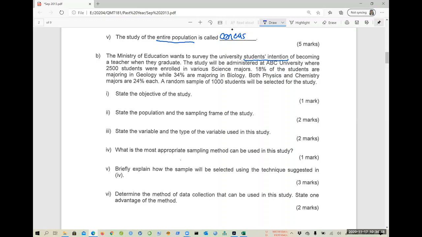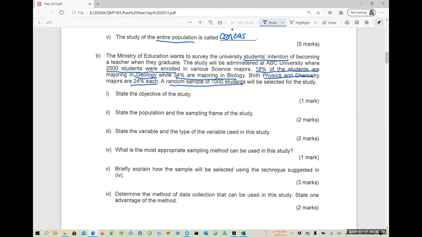And then the next thing that I want to see is the 2,500 students were enrolled. And then we have 18% are geology, 34% biology, and then both physics and chemistry, 24%. And then lastly, we have a random sample of 100 students. So those are some of the important keywords or important statements in the question.